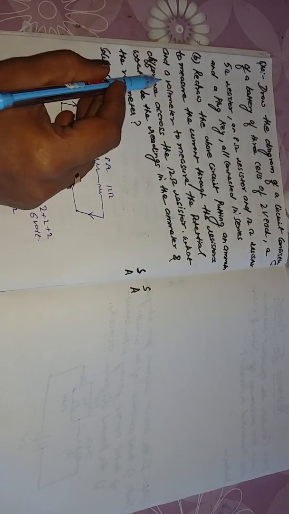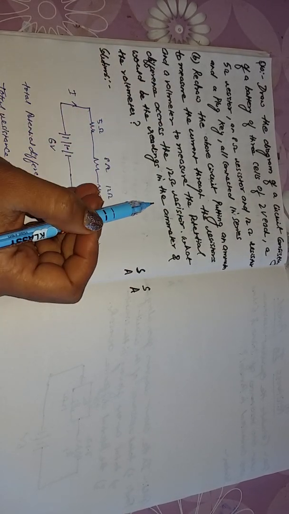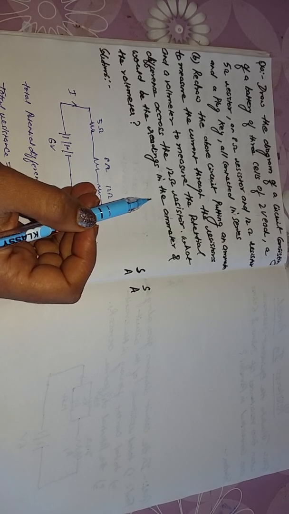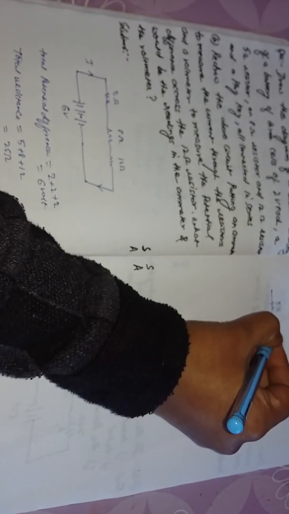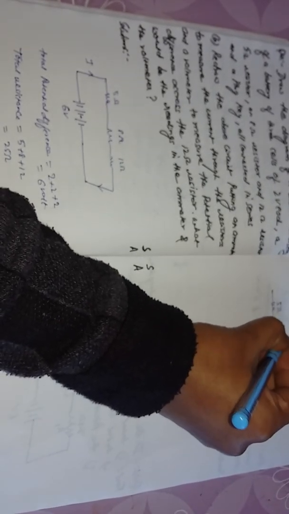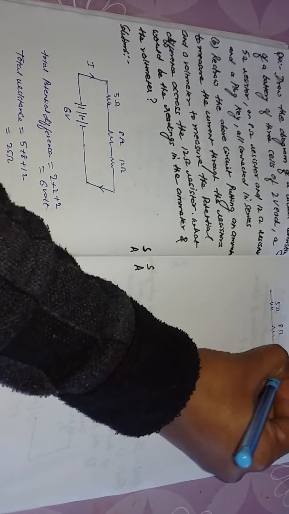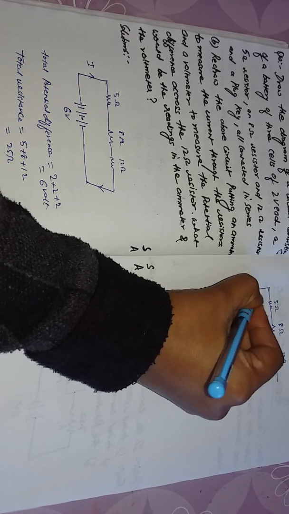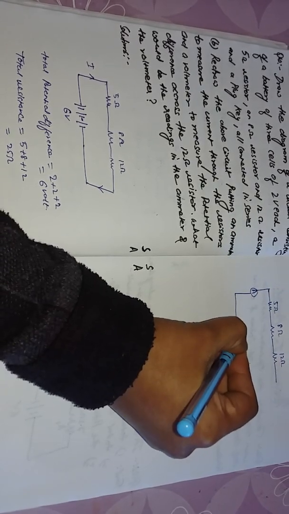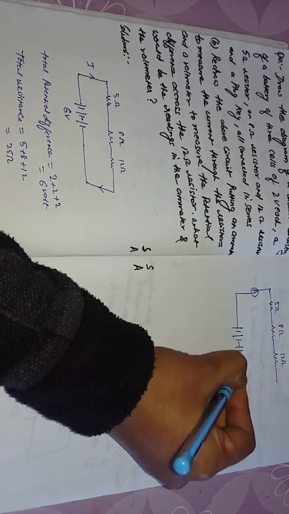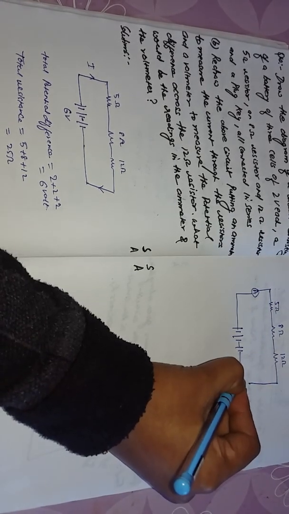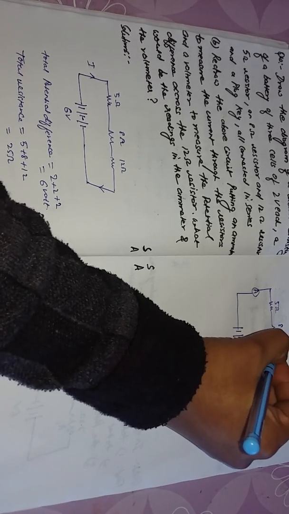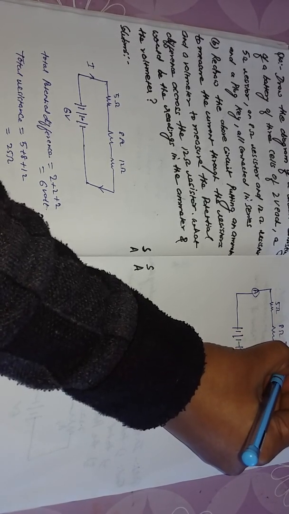Now moving towards our next question: redraw the above circuit putting an ammeter to measure the current through the resistor and a voltmeter to measure the potential difference across the 12 ohm resistor. What would be the reading in the ammeter and voltmeter? As we know, the voltmeter is connected in parallel and the ammeter is connected in series. When we redraw the figure, we find the ammeter is connected in series, there is a plug, and the voltmeter is connected in parallel.